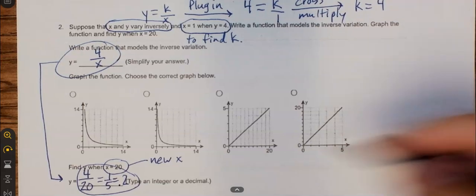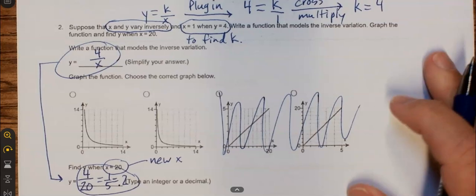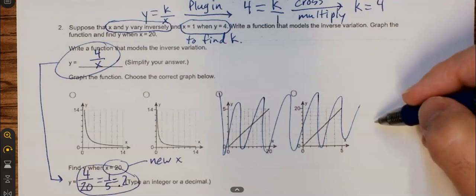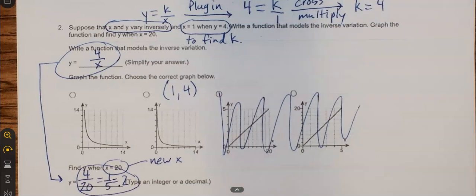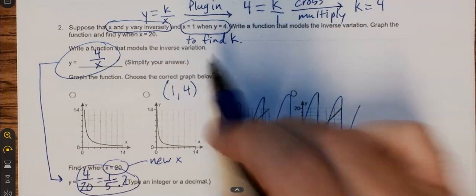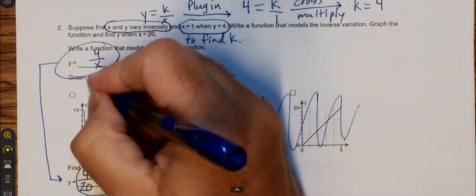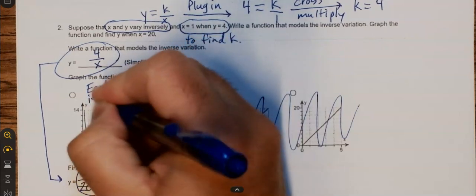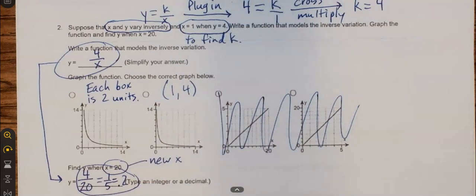Okay, now the graph. We know it can't be these two because they're straight lines. This is not a straight line, this is an inverse graph. So, those were ridiculous multiple choice options. We have been told that the point 1, 4 is on the graph. x equals 1 when y equals 4. Now, each box is 2 units according to the scale that I see there.